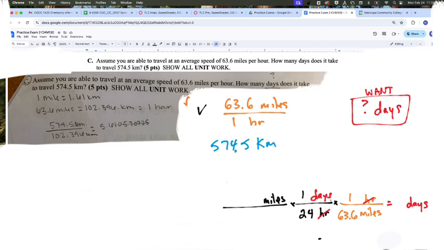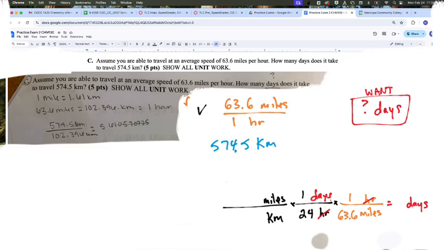I need to convert the miles to something. Should I go miles to feet? Why do I want to go miles to kilometers? Miles is a measure of distance. Kilometers is a measure of distance. If I can get this miles into kilometers, I now have something that I can tie together. So I could try and go miles to kilometers.